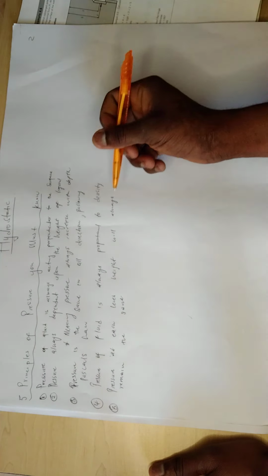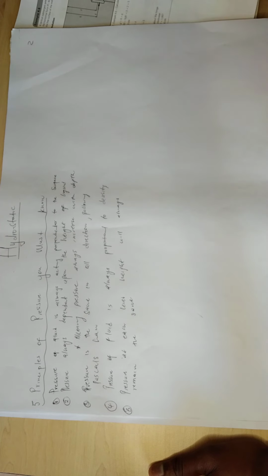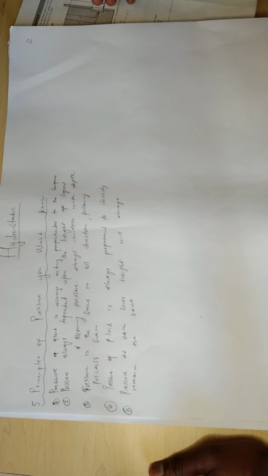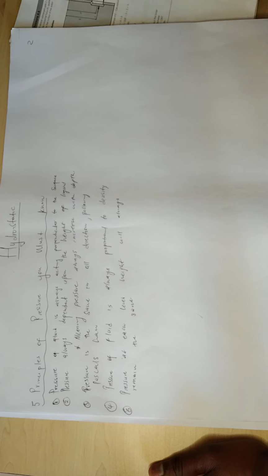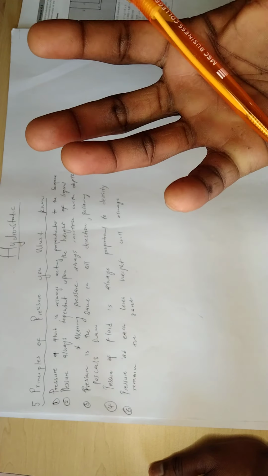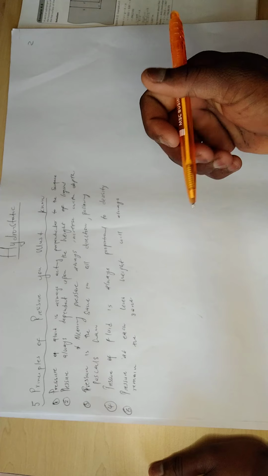When we talk about hydrostatics, if you see the word on its own, it's hydro and static. Hydro means water, and static means something that is at rest or at a stationary position. So for this one we will understand that we're talking about a stationary water or a stationary fluid. It can be oil, can be mercury, can be gas, but it's in a stationary position.